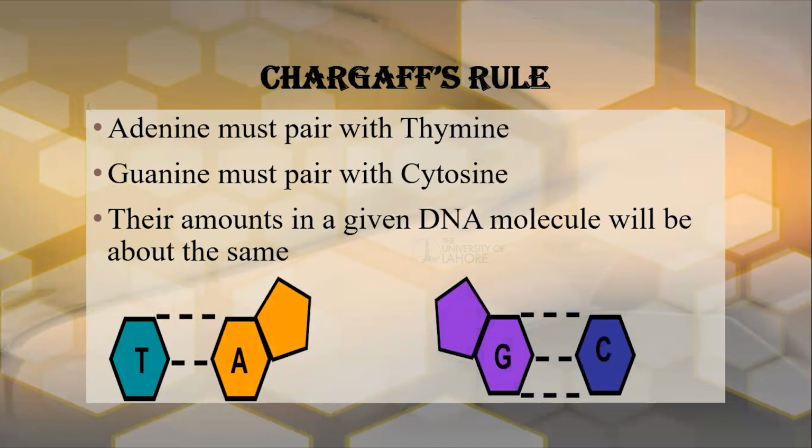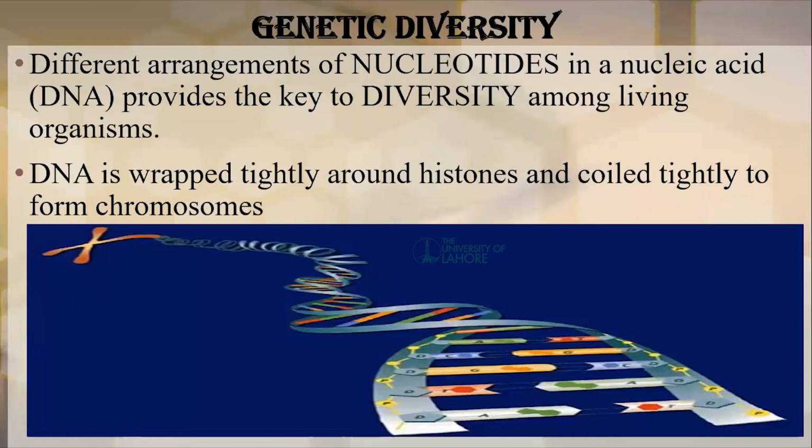We have the Chargaff rules. According to the Chargaff rules, their amounts in a given DNA molecule will be about the same. They are saying that guanine must pair with cytosine and adenine must pair with thymine. It is basically a basic rule. This is the complementary rule. So we have diversity among living organisms.